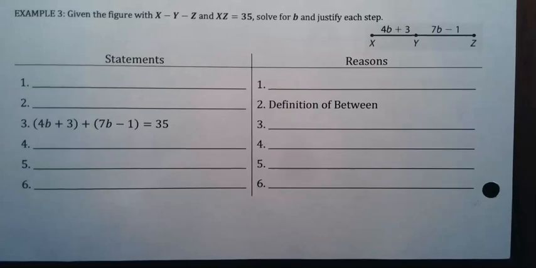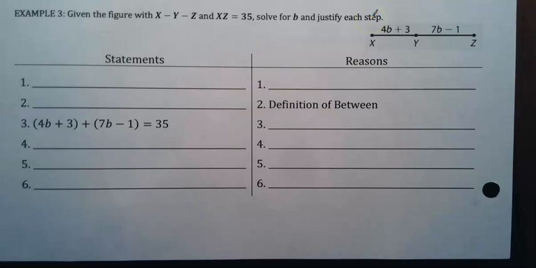Now, let me do a better job of this one. In example 3, we are given the figure with x dash y dash z. So x, y, z, we can just read it like that. And we know that xz is equal to 35. We need to solve for b and justify each step. Yikes. Okay, so we've got a lot.